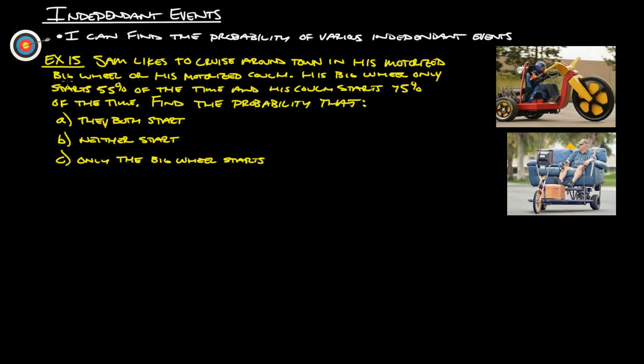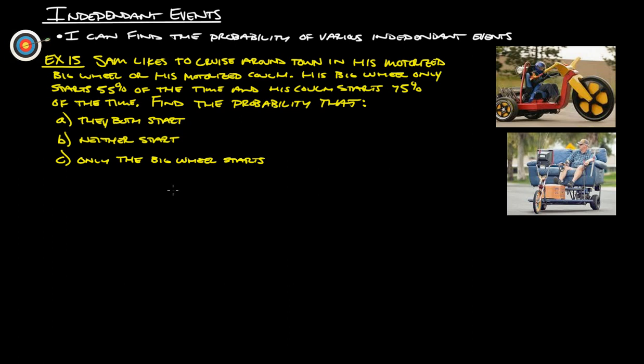Okay, next example, Example 15. Sam likes to cruise around town in his motorized big wheel, or sometimes his motorized couch. His big wheel only starts 55% of the time, and his couch starts 75% of the time. Find the probability that they both start, neither start, or only the big wheel starts.